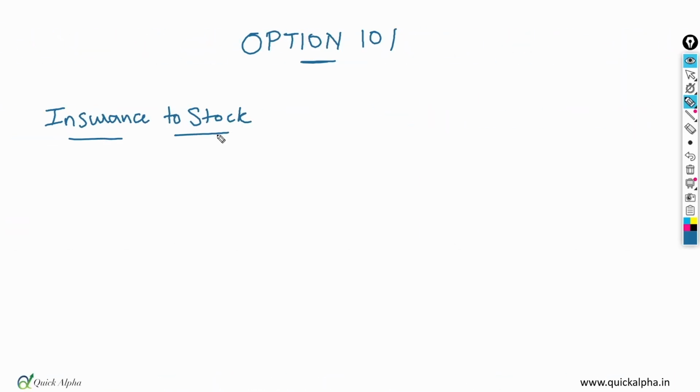So what do I mean by insurance for stock? Let us say if something happens to your car, you have auto insurance, right? If something happens to your health, you have health insurance. Or unfortunately, if something happens to your life, you also have life insurance, which is going to take care of your family. But what if something happens to your equity holdings or stocks?